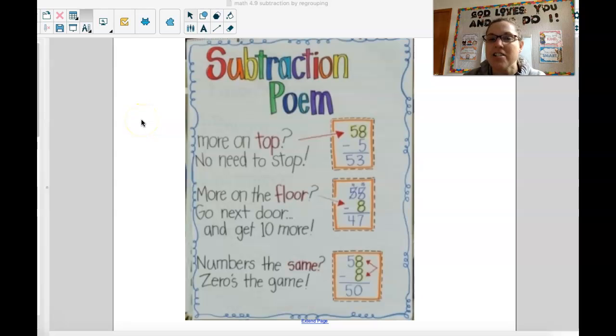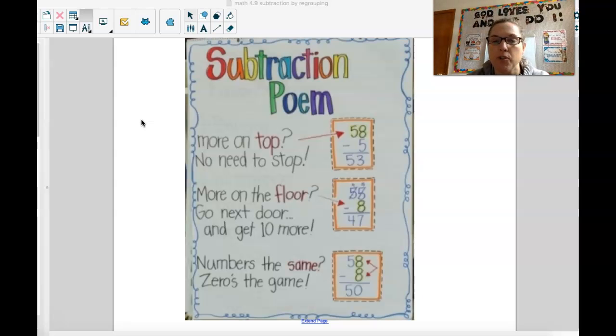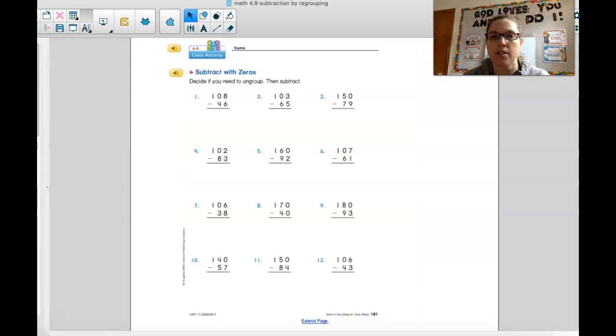Hi, second graders. Last week we practiced subtraction by regrouping problems with 2 and 3-digit numbers. Today we're going to learn how to solve subtraction by regrouping problems with 3 digits and zeros on the top. So we are going to do the first 5 problems together, and then you will finish by yourself.